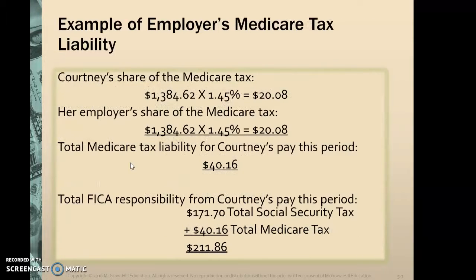So the total Social Security tax liability for this organization would be $171.70. Now, Medicare follows suit, but as you know, there is no limit on the Medicare tax. So both the employer and the employee will pay 1.45% on her biweekly payroll. So the Medicare tax liability in this example is $40.16.